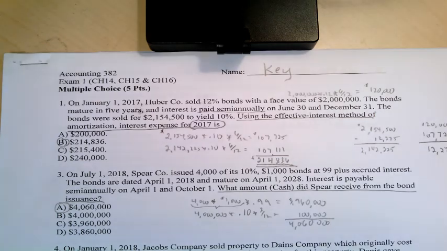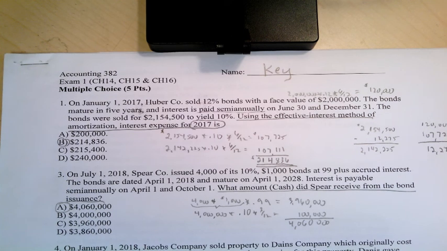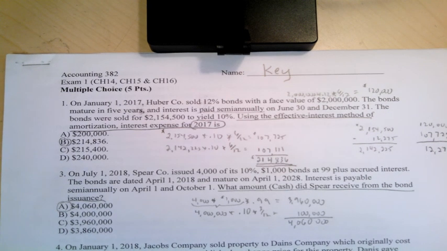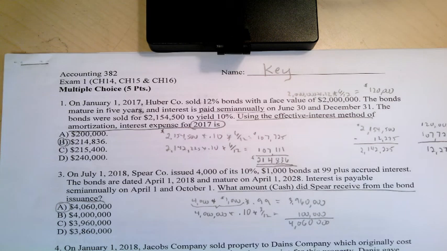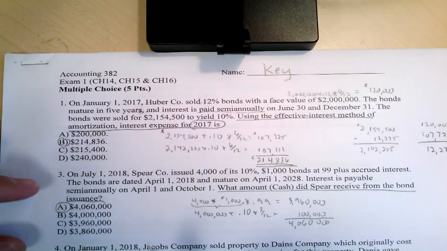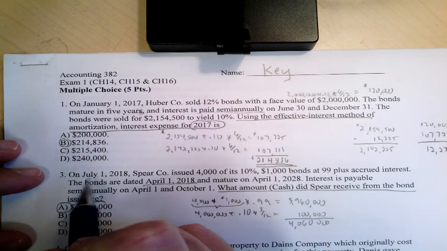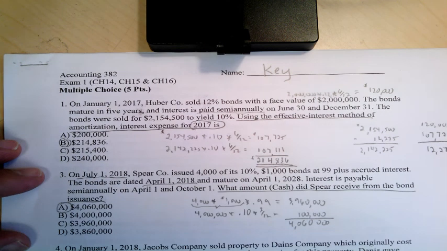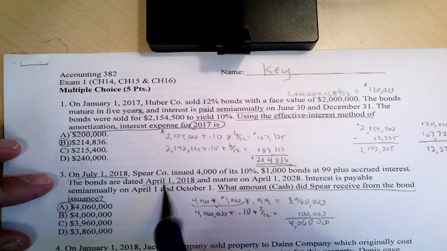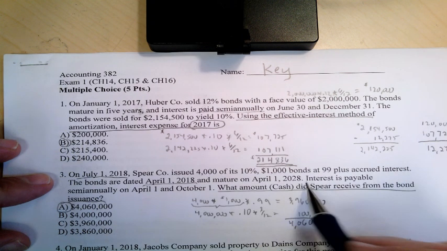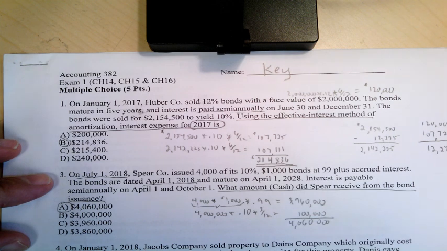On July 1st, 2018, Spear Company issued 4,000 of its 10% $1,000 bonds at 99 plus accrued interest. The bonds are dated April 1st. So they're dated after their original creation date by how many months? Well, April, May, and June, 3 months. So there is 3 months of accrued interest that we're going to have to collect from those investors when they purchase the bonds.